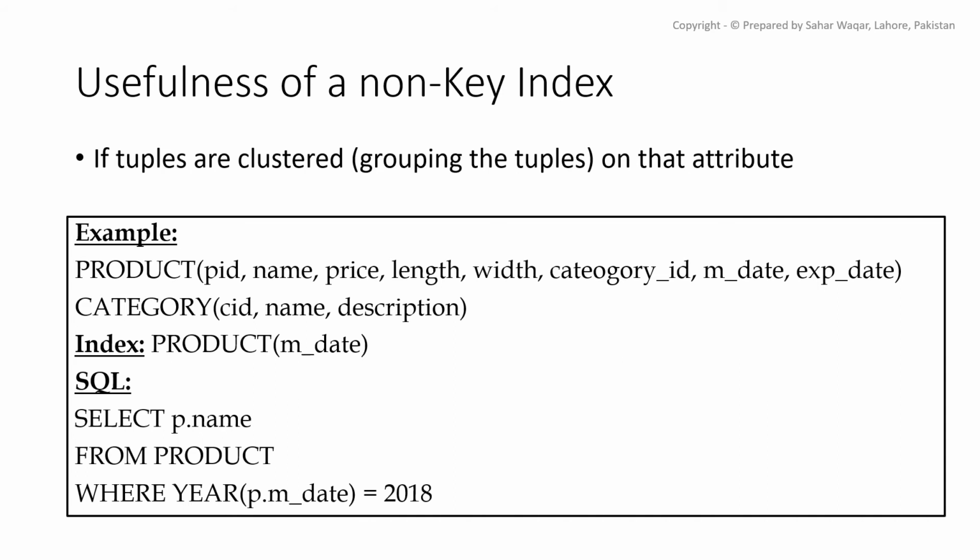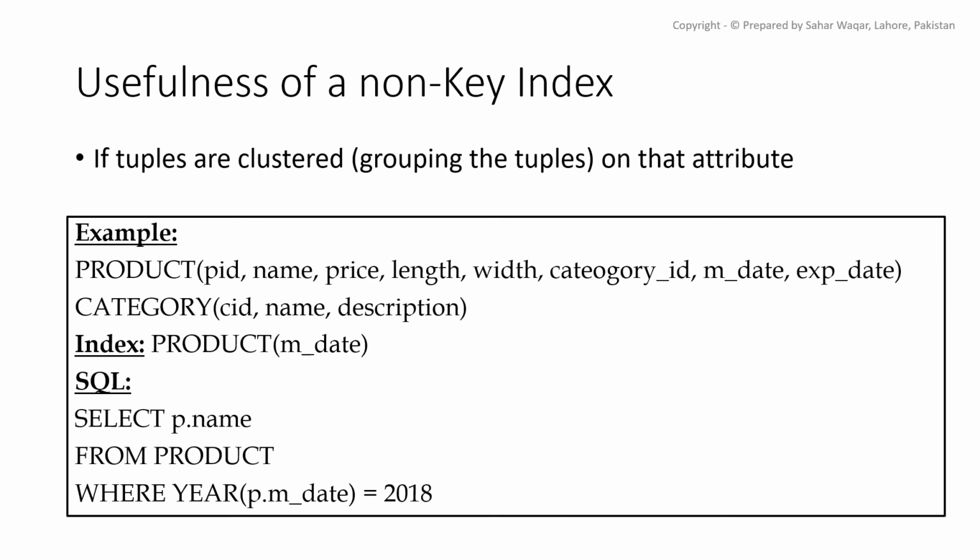So even if we have an index on manufacturing date, we saved no time. Now suppose we have a clustered index on product manufacturing date, that is, products are sorted according to their year. Then only a few pages will be loaded into RAM as per our given query. If there are 200 such products, then only 2 pages will be loaded.